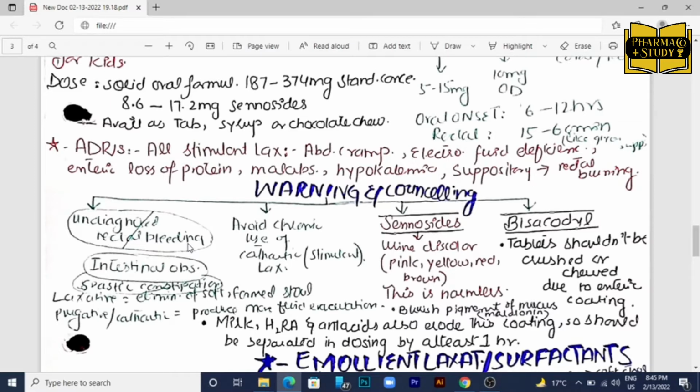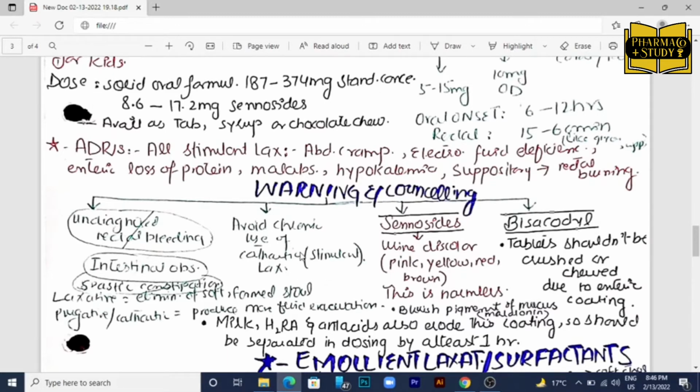Secondly, it is contraindicated for intestinal obstruction. Thirdly, it is not for spastic constipation. The person who is suffering from spastic constipation, who has spasm of the abdomen as well as constipation, this is not the drug you should give to this patient. Also, avoid chronic use of the cathartics.